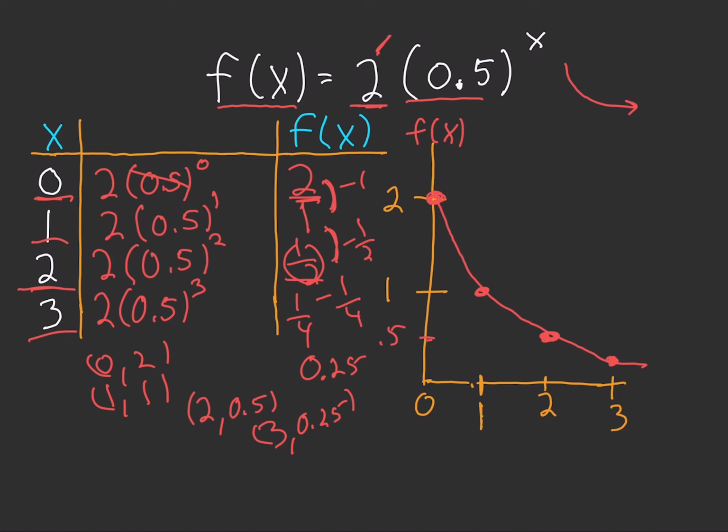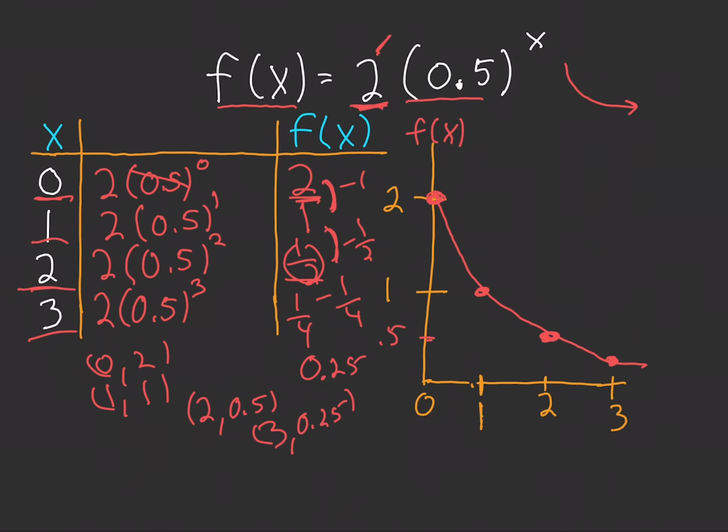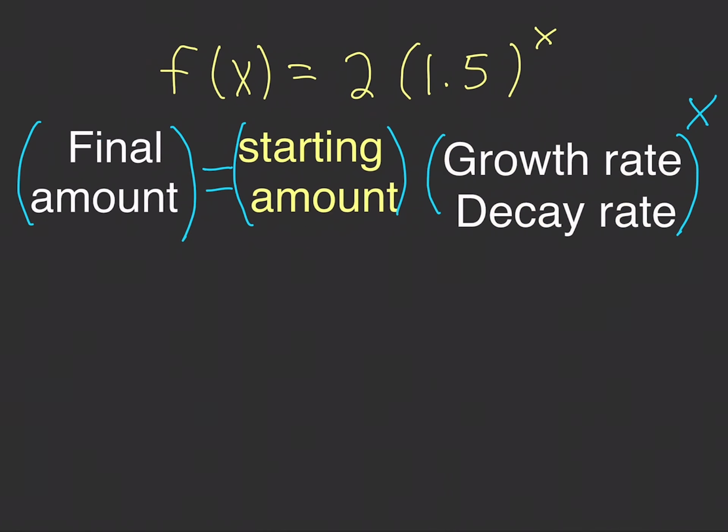But the key point here is that in both of these, if you look back at this one, this started at a 2, that was my y-intercept. And then because it was greater than 1, it went up. Here, when it started at a 2, it's still the y-intercept. But because it's less than 1, it goes down. So that's how these work.